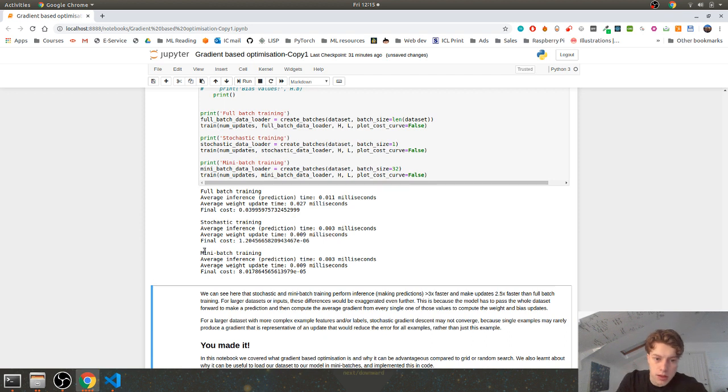Now, we can see here that stochastic and the mini batch training perform inference much faster. That's this value here. Inference is much faster for mini batch or stochastic training than full batch. And this is because, as we said, it doesn't have to make predictions for every single one of the inputs. And it's also about 3 times faster for updating the weights if we use stochastic or mini batch training. And the final cost of the stochastic training is actually much smaller, and the same for mini batch training, much smaller than that for the full batch training. So we've made a lot better progress given the same number of updates.